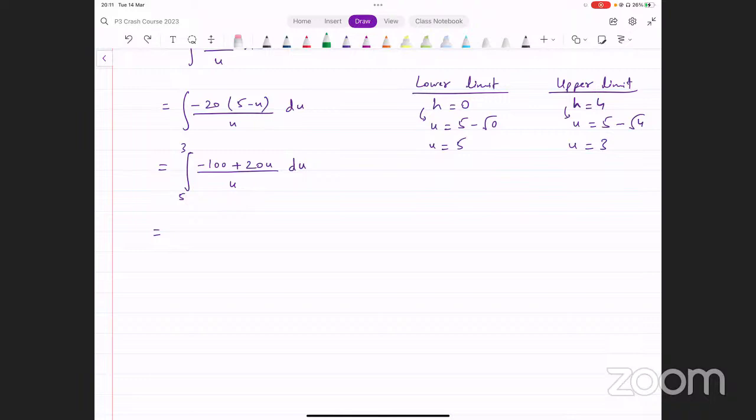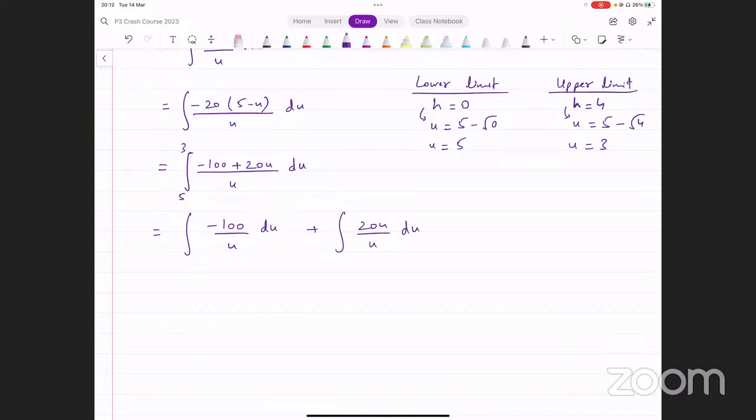What else? Can you break down the fraction? Can you break the numerator down? That's going to help actually. If you break the numerator, it's going to become minus 100 over u plus 20u over u. So let's break the fraction down like this: minus 100 over u plus 20u over u.